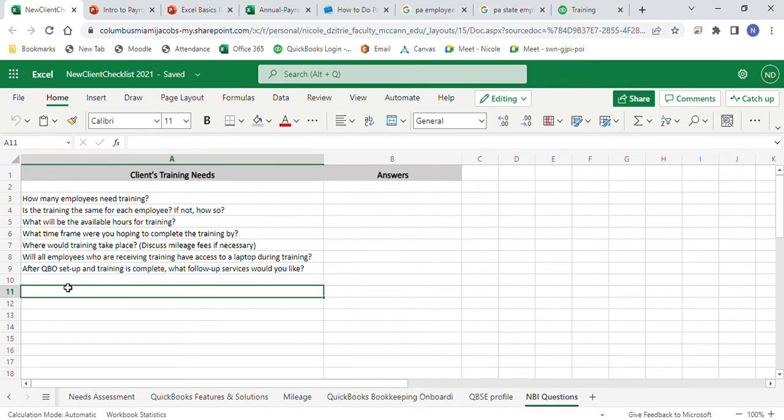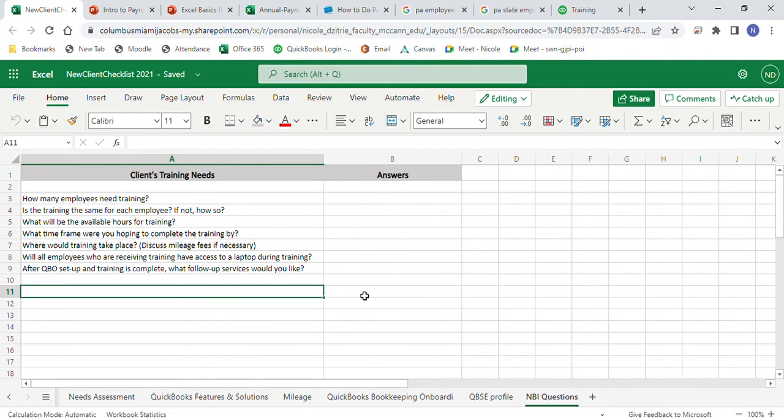And the last one is, after my QBO setup and training is complete, what follow-up services would you like? Because once I fulfill my contract, if you don't want to pay for the follow-up package, then anytime you call me or need me to come in, I'm going to charge you accordingly. And I usually charge by the hour. So these are the type of questions I have.